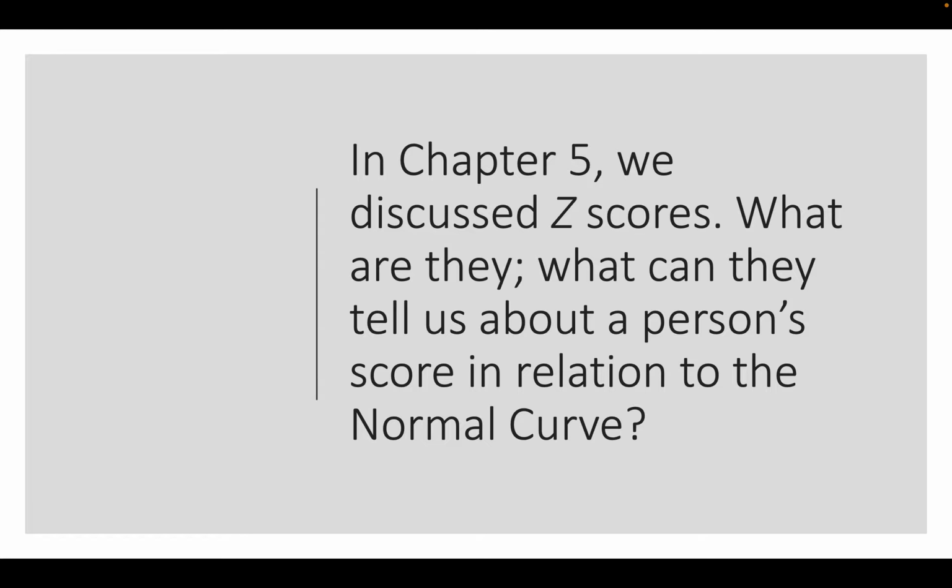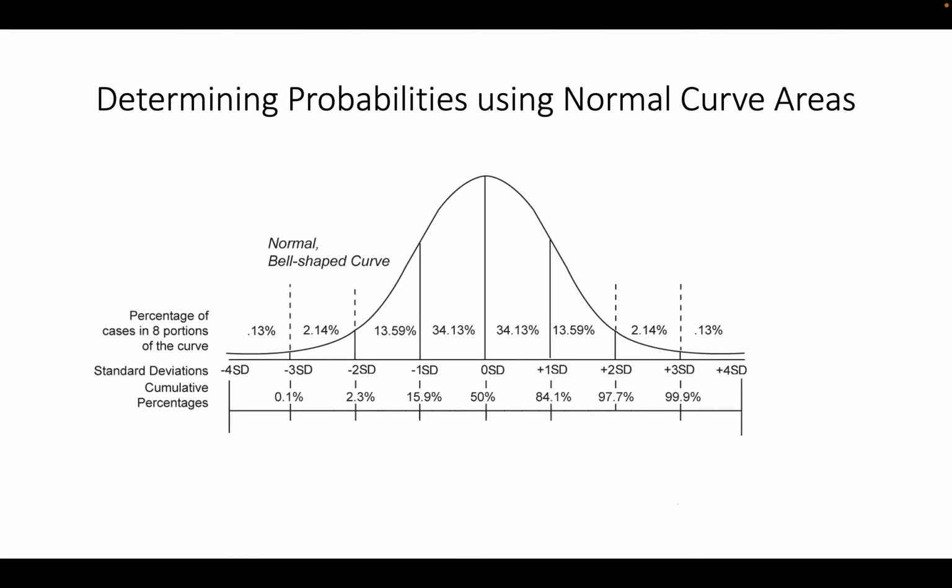All right, so as I've mentioned, we discussed these scores in Chapter 5, but let's recap a little bit. Z-scores tell us how many standard deviations a person is in relation to the mean. And how does that relate to our normal curve? Well, those z-scores can be indicators of how likely someone is to score above or below the mean, as well as a few other details involving probability.